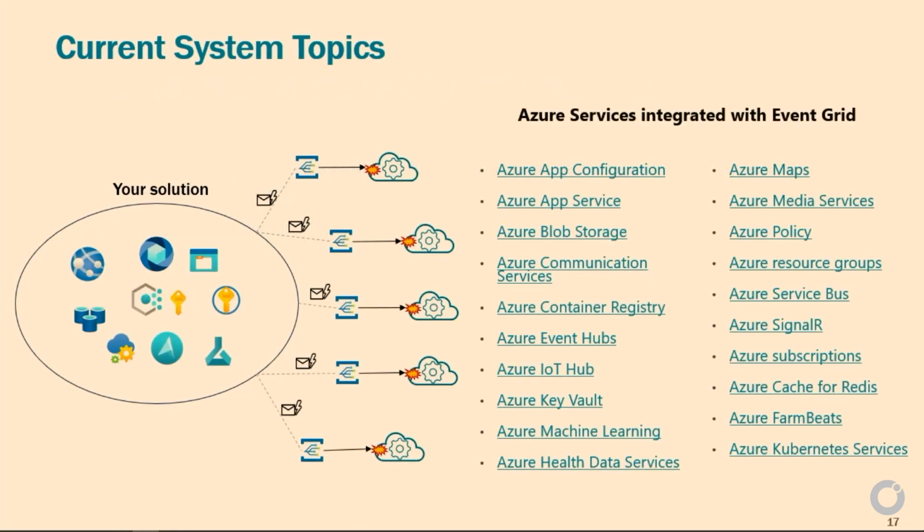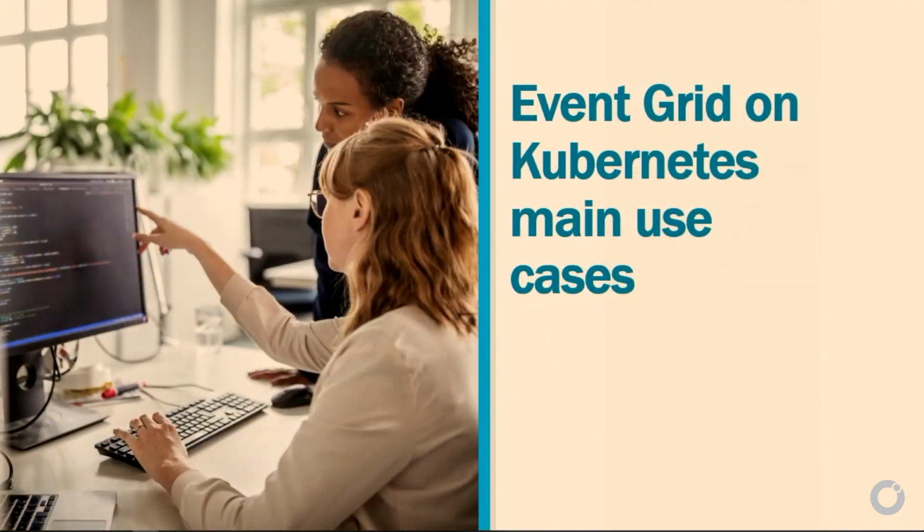There are several Azure services that have been onboarded to Event Grid. You can see the list here. The kind of topic that we have for this kind of use case is called system topics. So we have partner topics, system topics, domain topics, and custom topics. And each of them is its own type of resource. All right, let's move on.